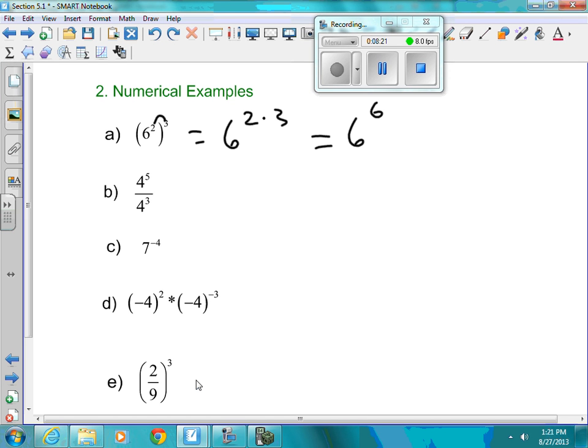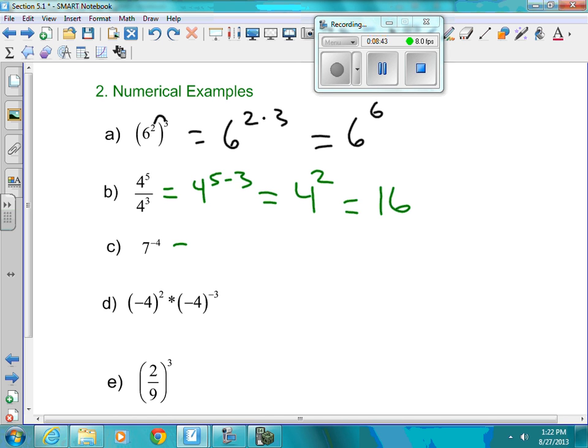Next one, this is a fraction, quotient of powers. We have the same base, a base of 4 on the top and the bottom. The property, if you look back in your notes, says you can subtract the top exponent minus the bottom exponent. So 4 to the 5 minus 3 is 4 squared. You don't need a calculator for that one. 4 squared is 16.